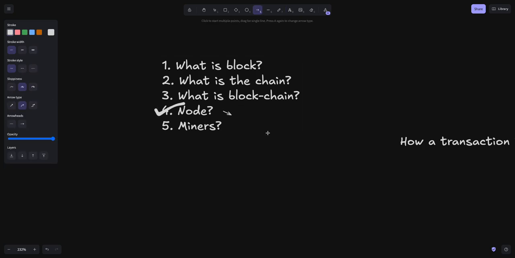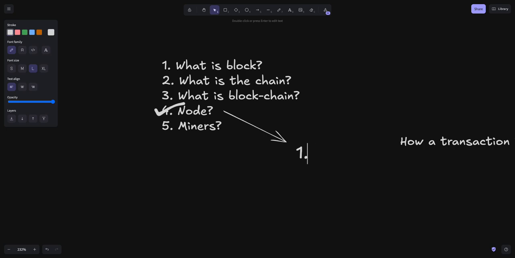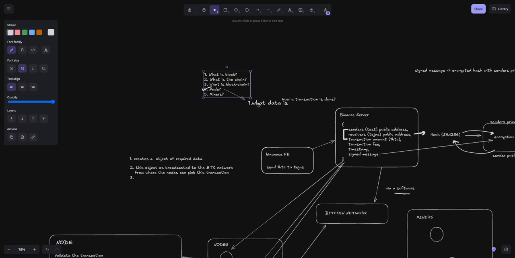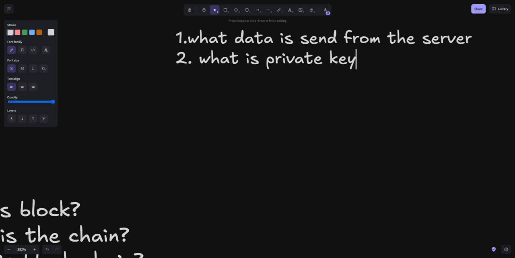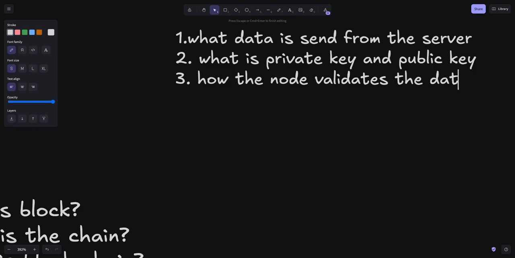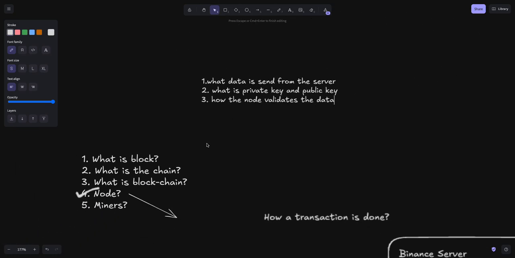What did we learn apart from this? First, what data is sent from the server, what a private key and public key are, then how the node validates the data. Cool. This is what we learned apart from this, and now I hope you understand what a node is.